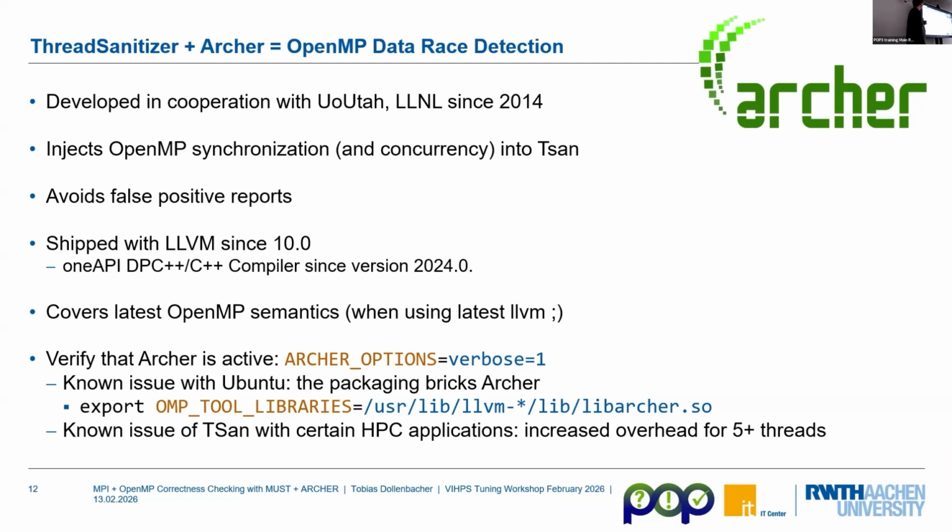And what Archer does is it injects into Thread Sanitizer all those synchronizations that come from OpenMP. So if we put an OpenMP critical or an OpenMP atomic capture or whatever, these pragmas are then analyzed and injected into Thread Sanitizer. So Thread Sanitizer can give you a better analysis without giving you the false positives from data races that are actually synchronized and avoided via OpenMP.